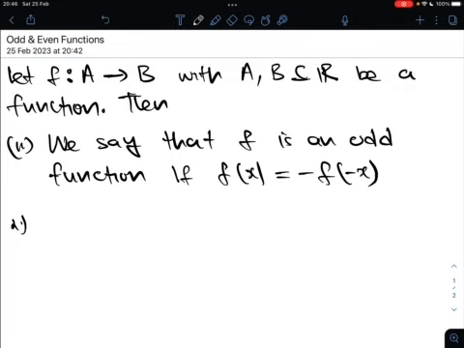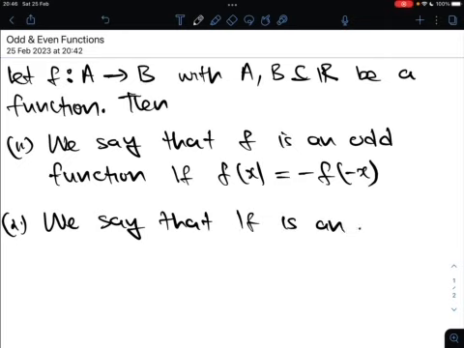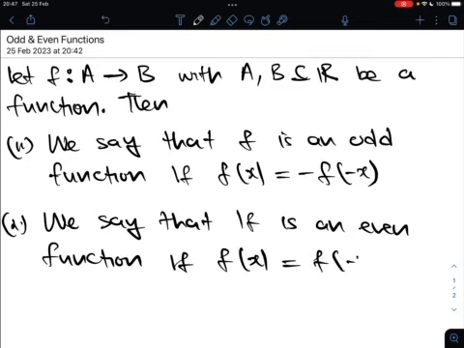Then two, we say that f is an even function if f of x is equal to f of minus x. So if it is the case that f of x and f of minus x are one and the same thing, then we say the function is even.